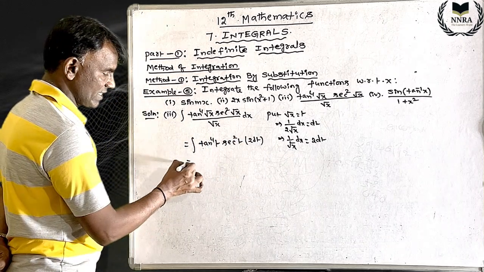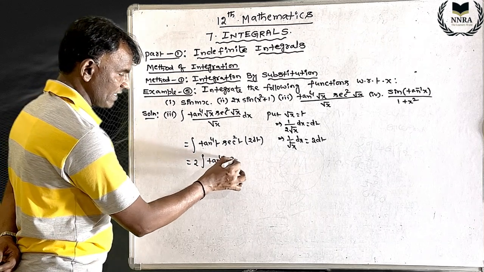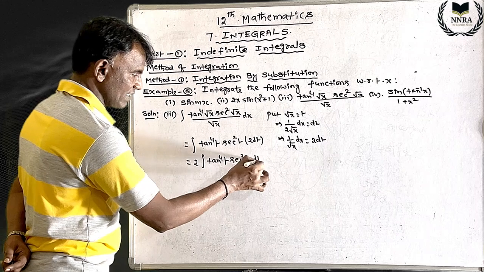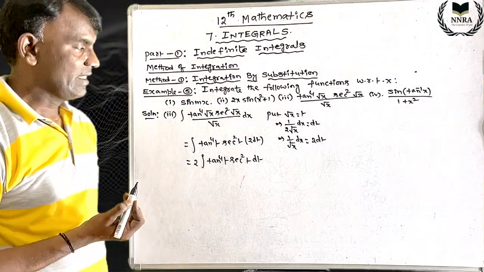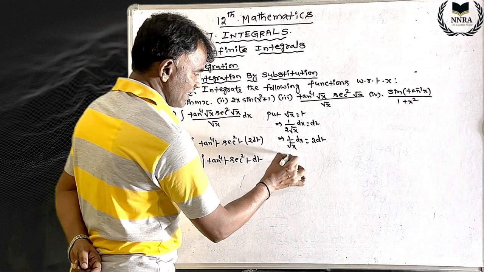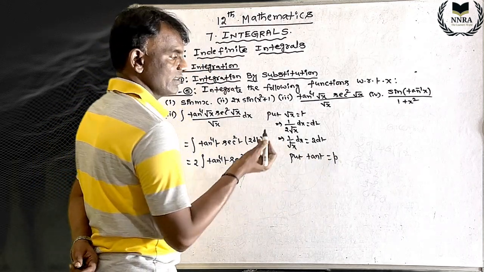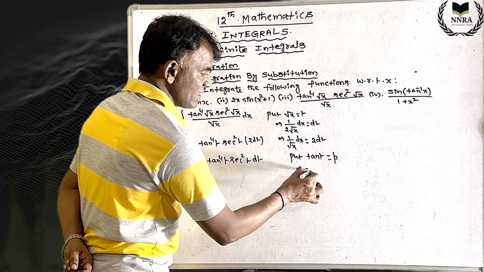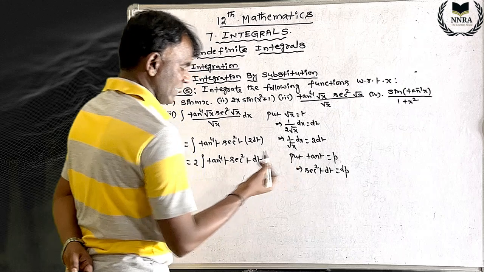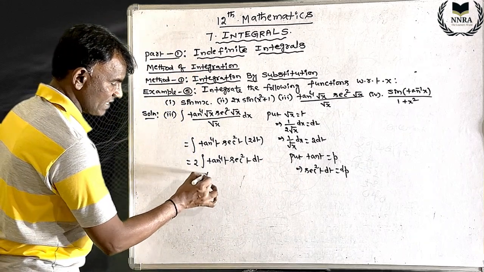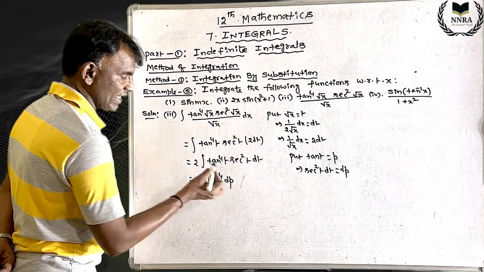Now 2 is a constant, take that value outside. Then what is the remaining? Integral of tan^4 t sec² t dt. And we know that the derivative of tan is sec², right? Again we use the substitution method. Again we substitute tan t equal to p, and the derivative of tan t is sec² t dt equal to dp. So this can be written as integral p^4 dp.